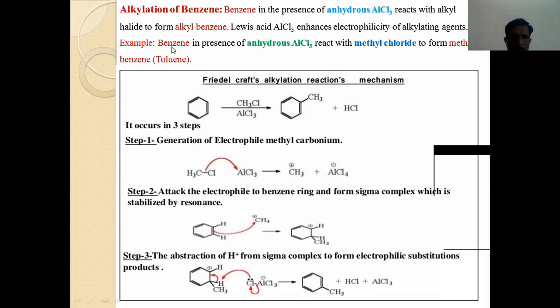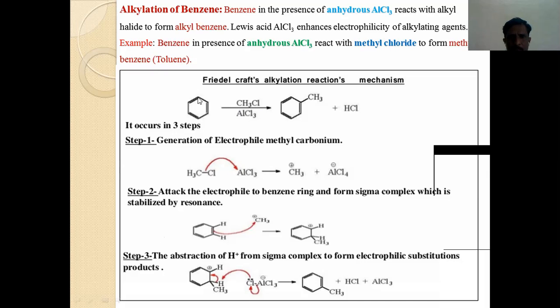As an example, I have reported here benzene in the presence of anhydrous AlCl3 reacting with methyl chloride. Very simple, CH3Cl we are taking here. Instead of CH3Cl, you can take C2H5Cl, called ethyl chloride, or propyl chloride, or any chloride containing an alkyl group. So benzene reacted with anhydrous AlCl3 as a catalyst in the presence of methyl chloride. What will be the product? The product will be methyl benzene, commonly known as toluene. Just see here, friends, when benzene reacts with methyl chloride, AlCl3 is a good catalyst to enhance the electrophilicity of the alkylating agent.